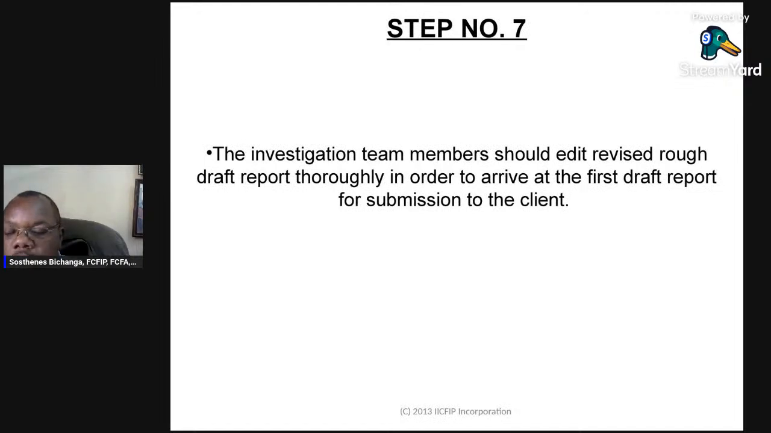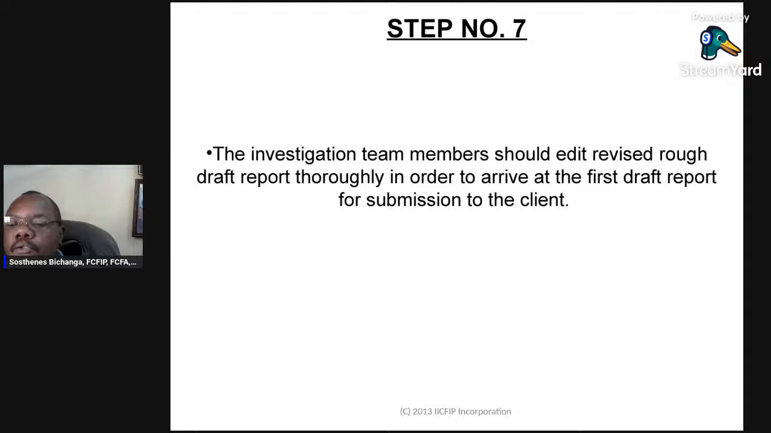Step number 7 of the report writing process. And as I've already mentioned, forensic report writing is the final step, number 9, in the forensic investigation process. But within step number 9 of the forensic investigation process, there are steps that have to be taken so that we have an effective forensic investigation report. And that is what my lecture is on today. So we have come to step number 7.